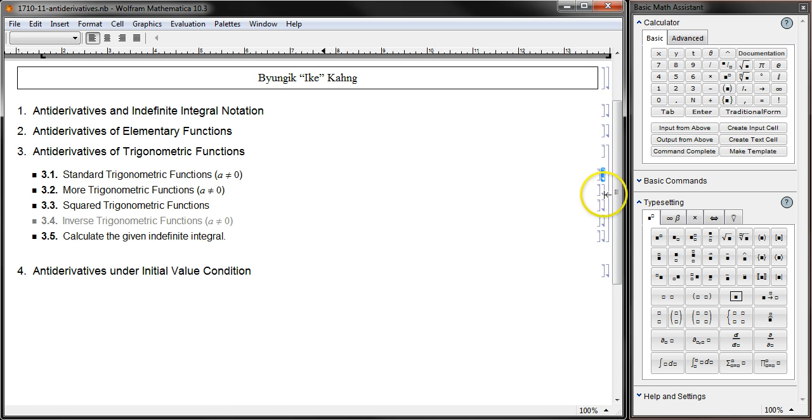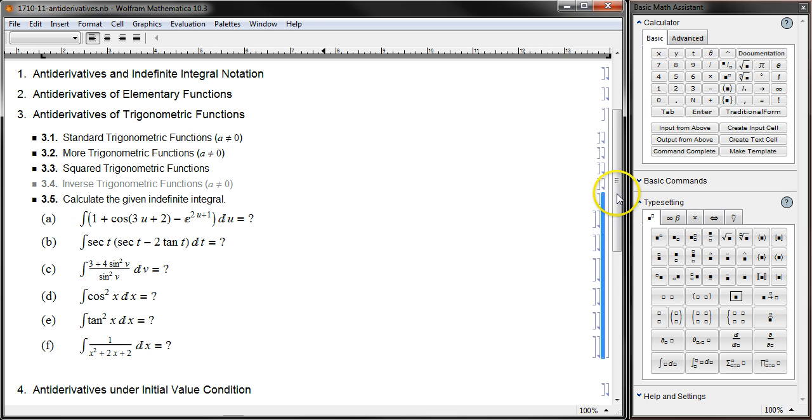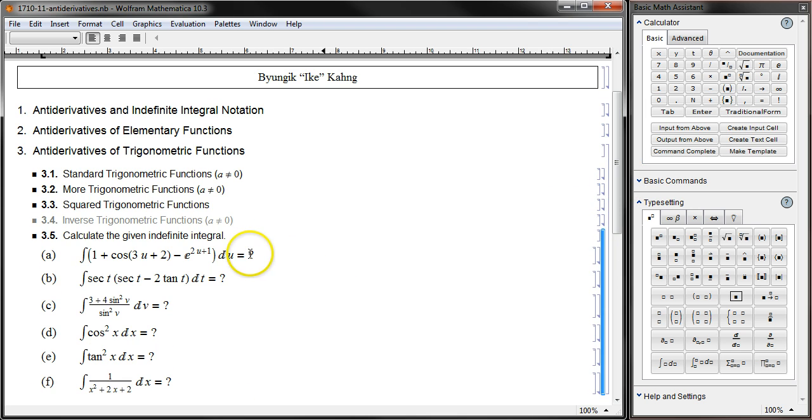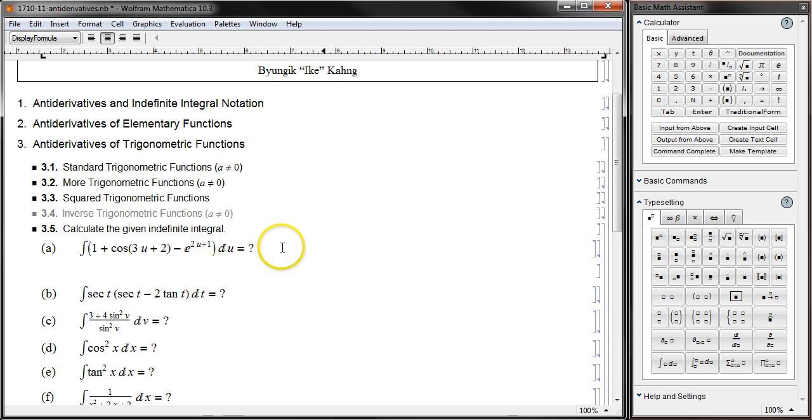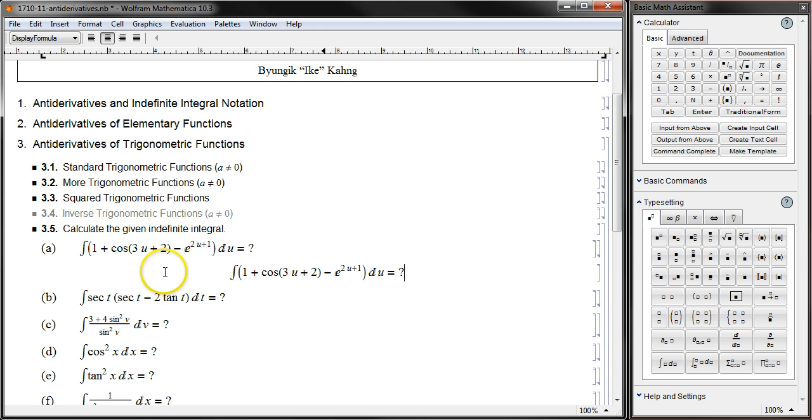Let's see, shall we go ahead with some computation problem? Okay, here we go. Let's calculate this antiderivative. Okay, what's the antiderivative of 1? Just u, isn't it? Good. What's the antiderivative of cosine? It should be sine.